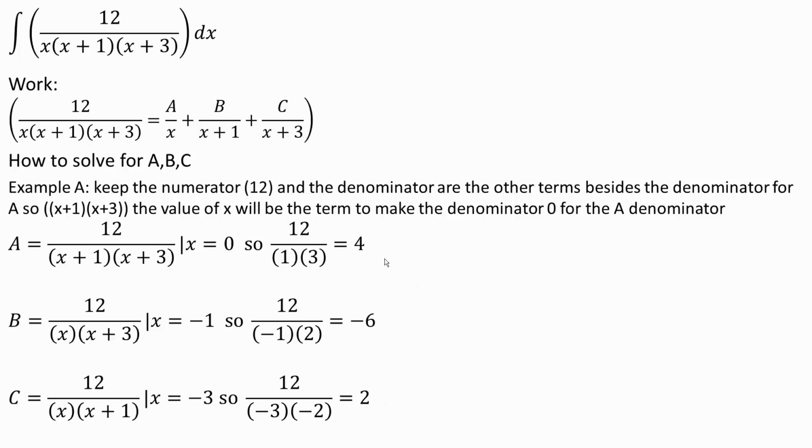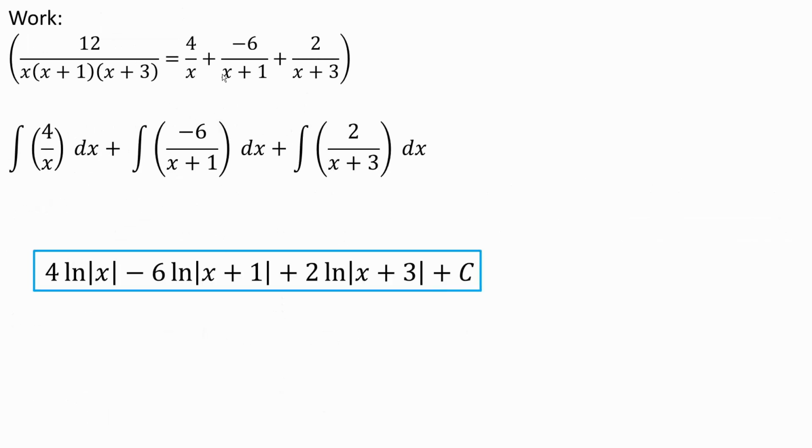And so the next step is to substitute. So A is 4, B is -6, and C is 2. Now it's very easy to take the integral for each of these three pieces. So we get the integral of 4 divided by x dx plus the integral of -6 divided by x plus 1 dx plus the integral of 2 divided by x plus 3 dx. And this is what we would get as our final answer. And that's all we need to do for this type of problem.